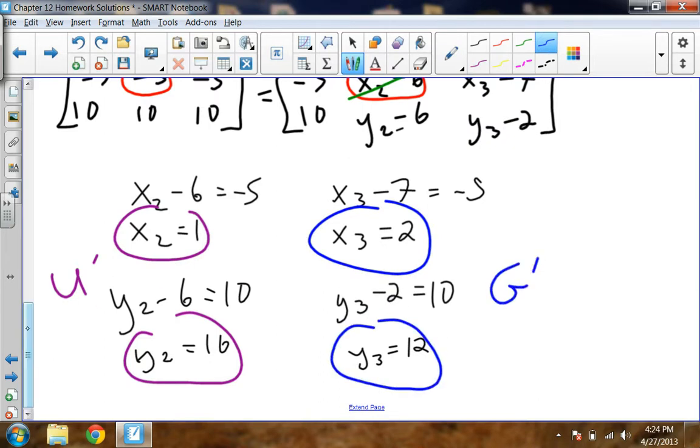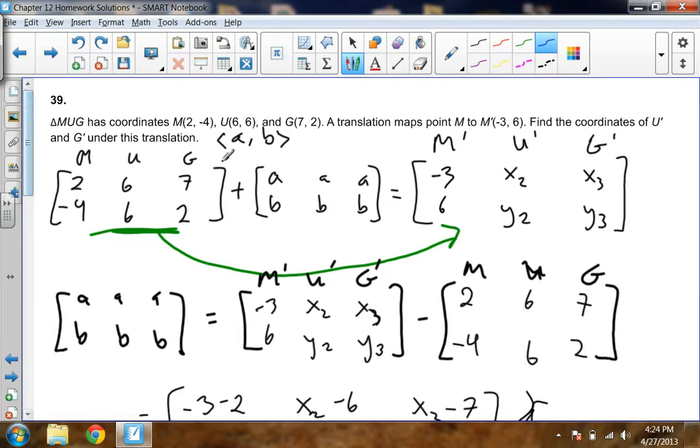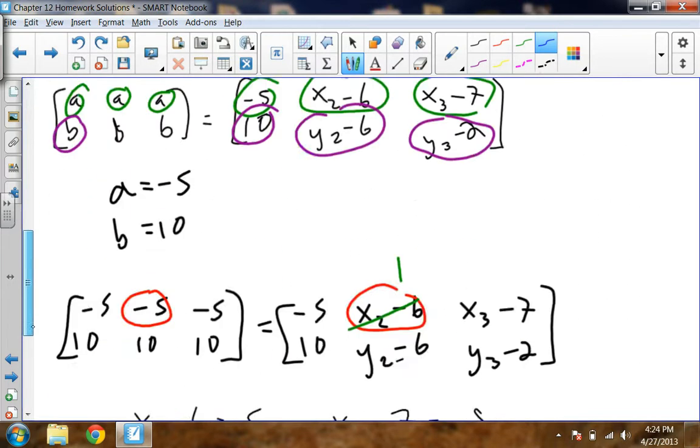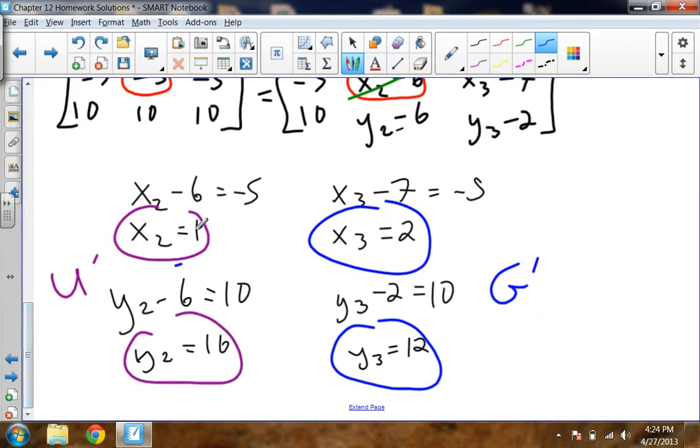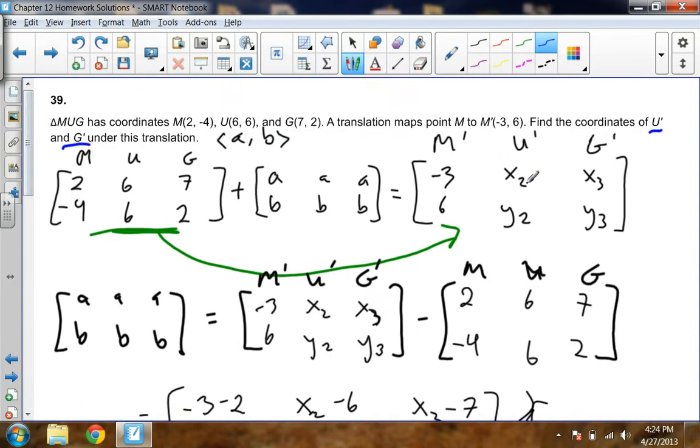So if we go back to the earliest question, find the coordinates of u prime and g prime under this translation. Well, keep in mind they gave us m prime. They gave us its -3 and 6. U prime is this x2 and y2. So what's x2? x2 is 1. And what's y2? That's 16. So this is 1 and 16.